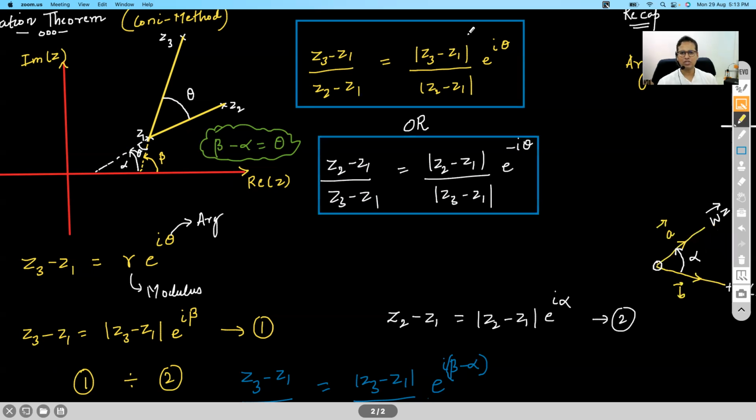So you have done nothing to this formula. You have just reciprocated your LHS. You got this. You reciprocated your RHS. You got this. Okay. Mind you, the two formulas are the same formulas. I am not giving you any different formula here. Both are the same formula. Okay.